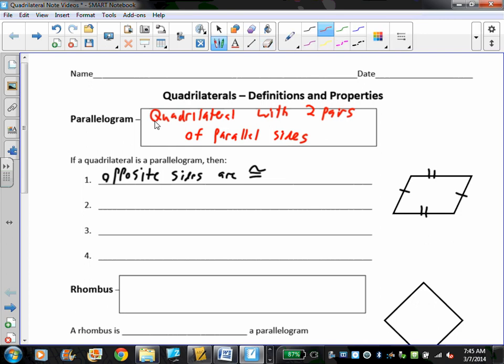If this is a parallelogram, then we also know that opposite angles are congruent. Opposite angles meaning we have this one here, and that's going to be the same size as this one here. These two will also be the same.